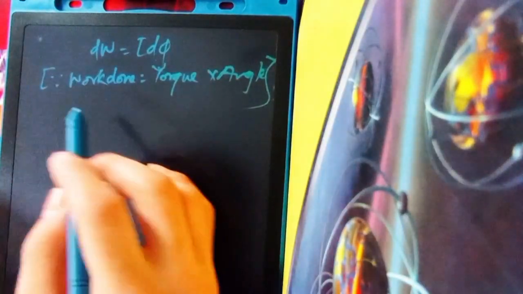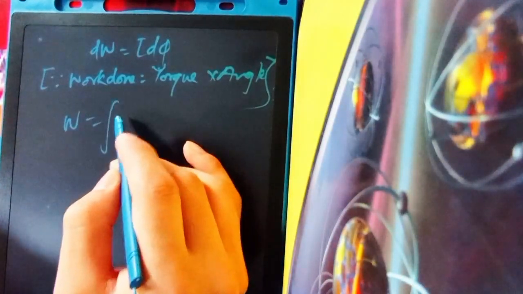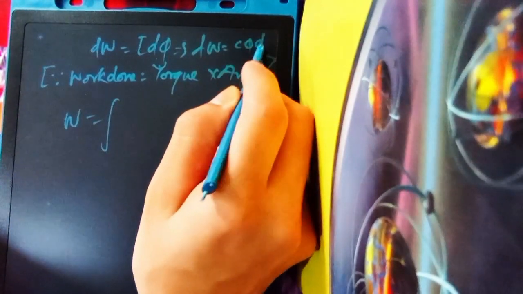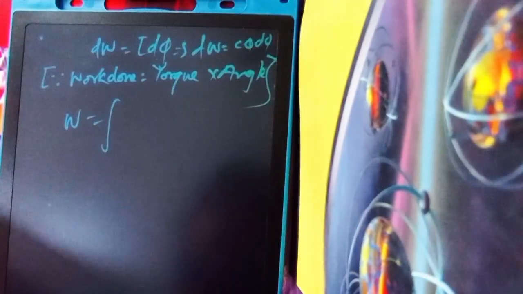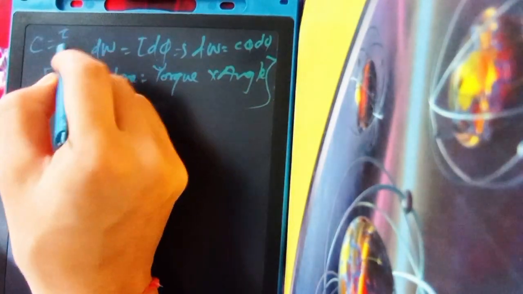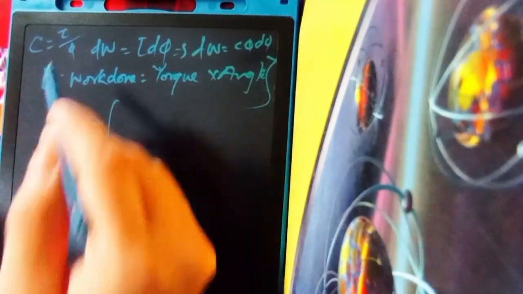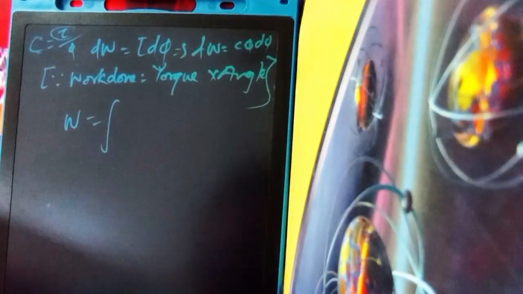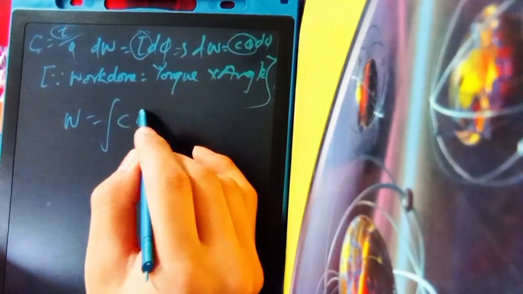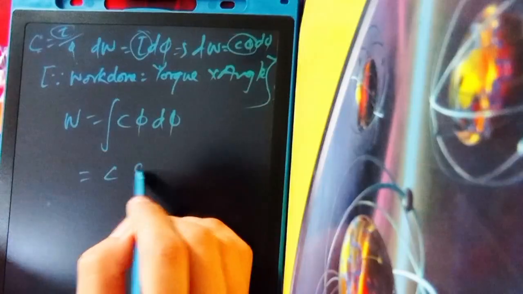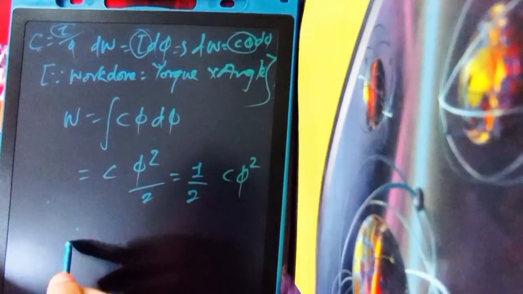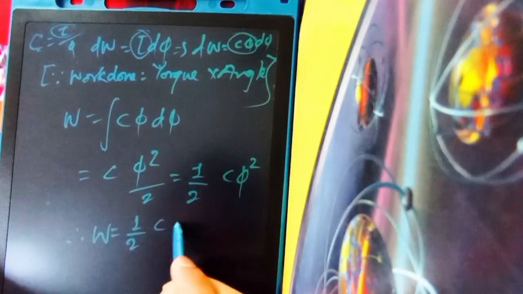So now the total work done in twisting the cylinder through phi. For total work done, W is equal to, we'll integrate from here. We can also say that dW is equal to C phi d phi. Yes, tau is C phi. We already know that what we wrote is C is the torsional rigidity, and it's equal to tau by phi. From this we can say tau is C phi. So we use this, and we'll write here the integral of C phi d phi is equal to C phi square by 2, that is 1 by 2 C phi square. Therefore, work done will be equal to 1 by 2 C phi square.